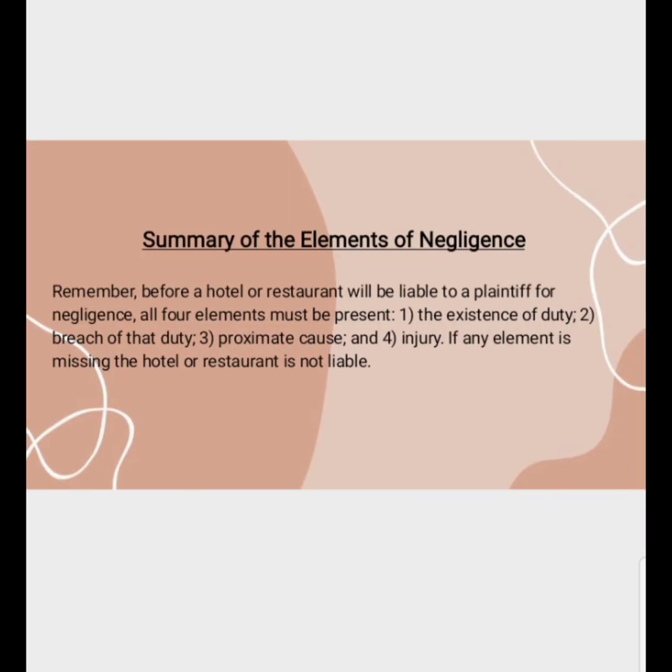Summary of the elements of negligence. Remember, before a hotel or restaurant will be liable to a plaintiff for negligence, all four elements must be present. First, the existence of duty. Second, breach of that duty. Third, proximate cause. And fourth, injury. If any element is missing, the hotel or restaurant is not liable.